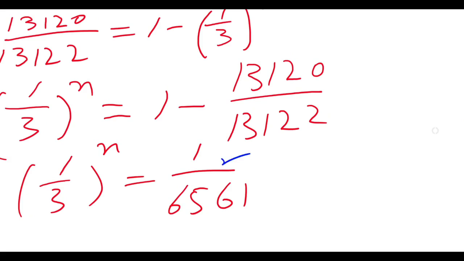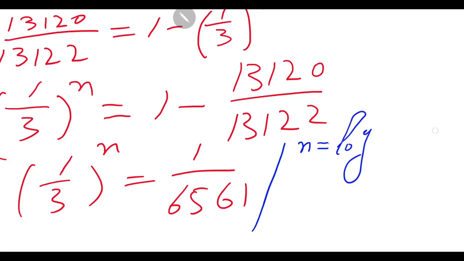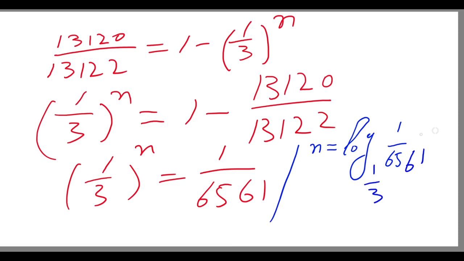Or I can apply log here. N is equal to log of 1 over 6,561, log of 1 over 6,561 to the base 1 over 3. So that my answer is 8. Either way, the answer will be the same. So the n is equal to 8. So therefore 8 terms.